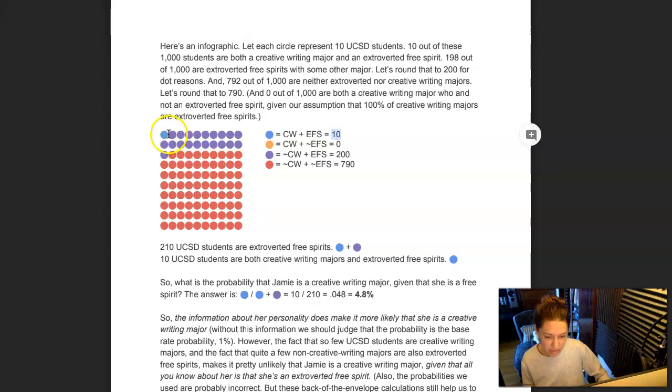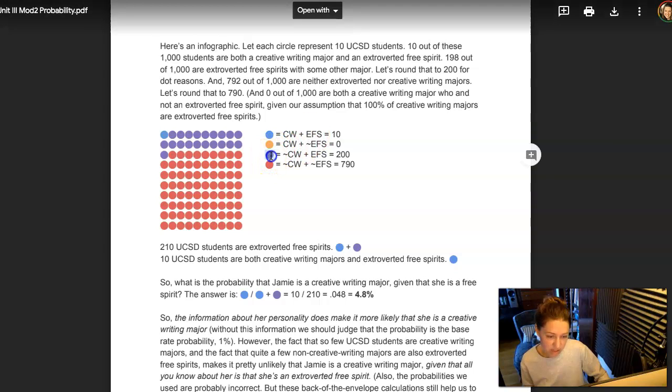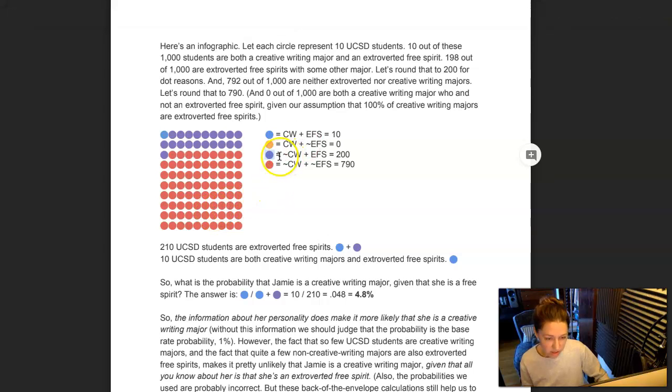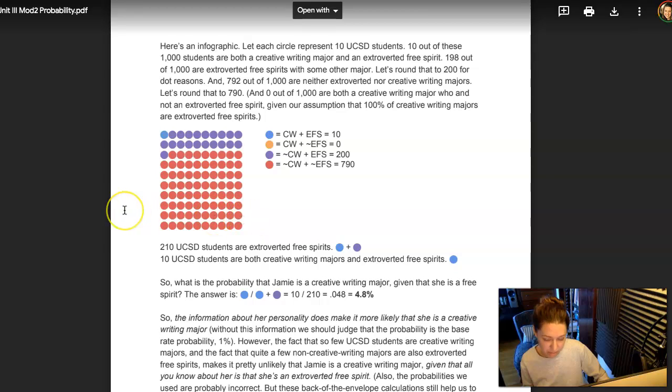Now, how many non-creative writing majors are there going to be? 99%. And of those, 20% are also extroverted free spirit types. So that's what the purple dot stands for. And we're rounding a bit because of the dot situation here. So let's let 20% of all the rest also be extroverted free spirit types. And then the red dots, this is people who are not creative writing majors and who are not extroverted free spirits. It's a lot of them.